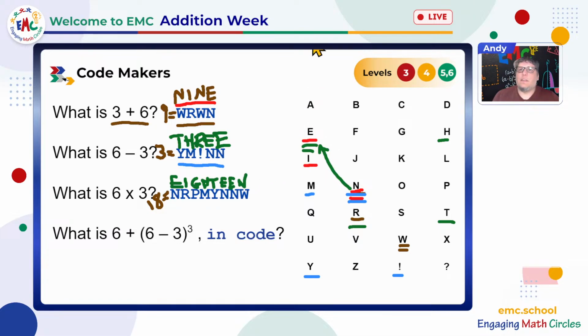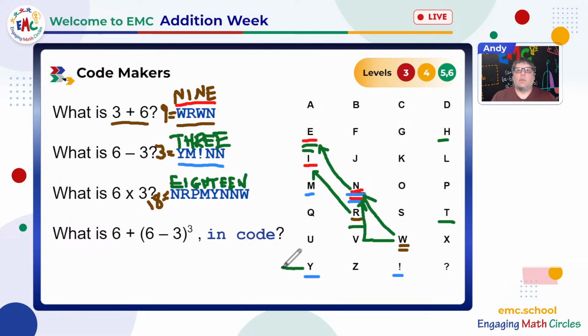Okay, so now we need to figure out how did we get from N to E? How do we get from R to I? How do we get from W to N? What's the pattern? That's right, I'm going over one column and up two columns. Over one, up two.